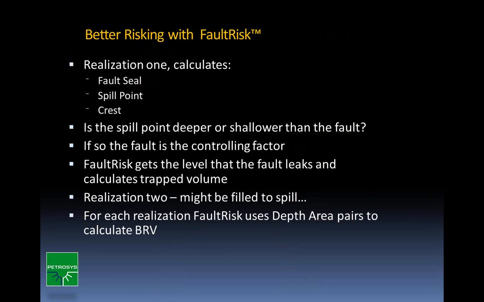So what FaultRisk does in realization 1 is it calculates the fault seal, calculates the spill point, and calculates the crest. It then says, is this spill point deeper or shallower than the fault? If so, the fault's the controlling factor. FaultRisk gets the level that the fault leaks at and the crest, and then calculates the trap volume. So realization 2 might be that it's filled to spill, and so on. For each of these realizations, FaultRisk uses depth area pairs to calculate a gross rock or bulk rock volume.